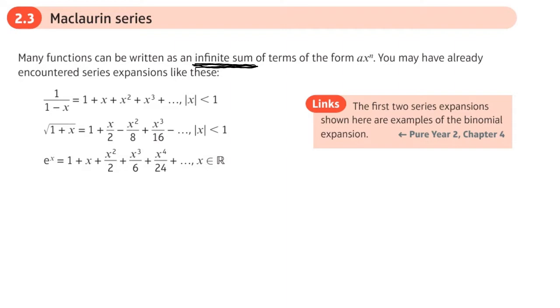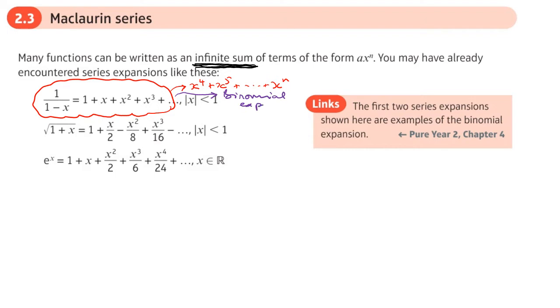For example, this one here, 1 over 1 minus x, can be written as this infinite sum, and you can see the pattern, and that will go x to the 4 plus x to the 5. You can see what the pattern is up to x to the power n. Now you can get this from doing the binomial expansion. If you did the binomial expansion of that expression, you would get that infinite sum. The same with the second one down here.